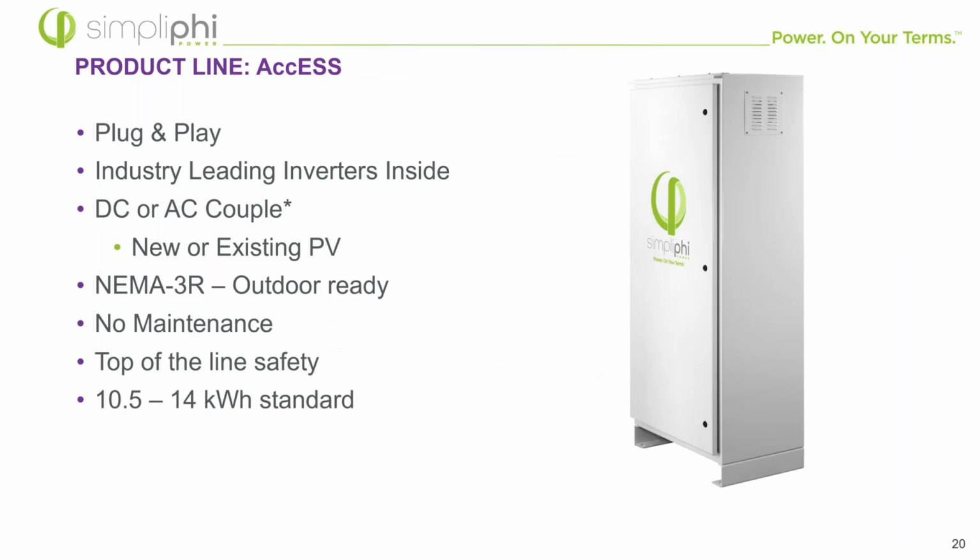We also have our all-in-one system. We call it our Access line. This is a NEMA 3R enclosure, so an outdoor rated enclosure with batteries built into it, with an inverter and the charger, all built in, pre-wired, pre-programmed, and ready to go. I've got a whole section of slides a little bit farther down in the presentation where we'll really dig into what the Access is and what options it has.